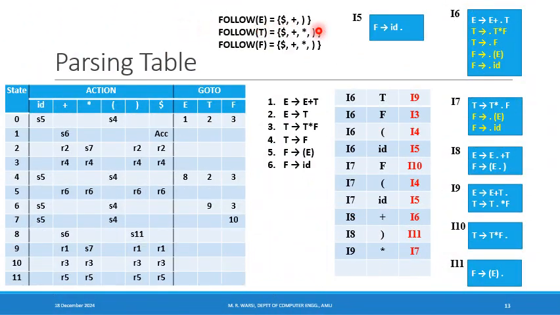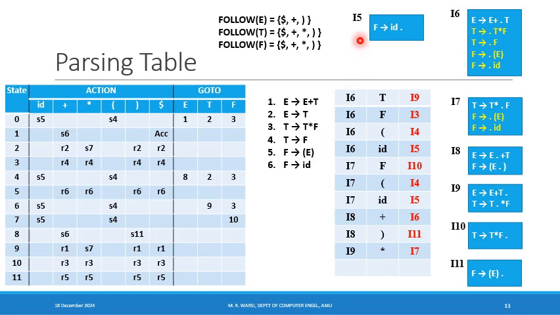Let us now look at state number 5. From state number 5, there is no transition. Now we look at the LR0 items in state number 5. There is only one LR0 item, in which the dot is at the rightmost position. So this LR0 item will give rise to a reduction operation in the parsing table. Now this production is production number 6.